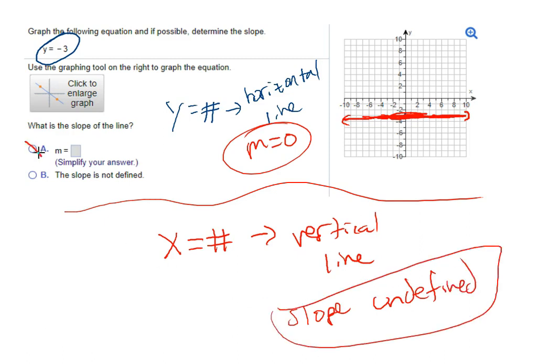And so notice they're asking for that information down here. So for us, the slope being 0, we just type in slope equals 0 here, and we choose option A. For the vertical line, if we had gotten a vertical line instead, we'd choose option B. The slope is not defined.